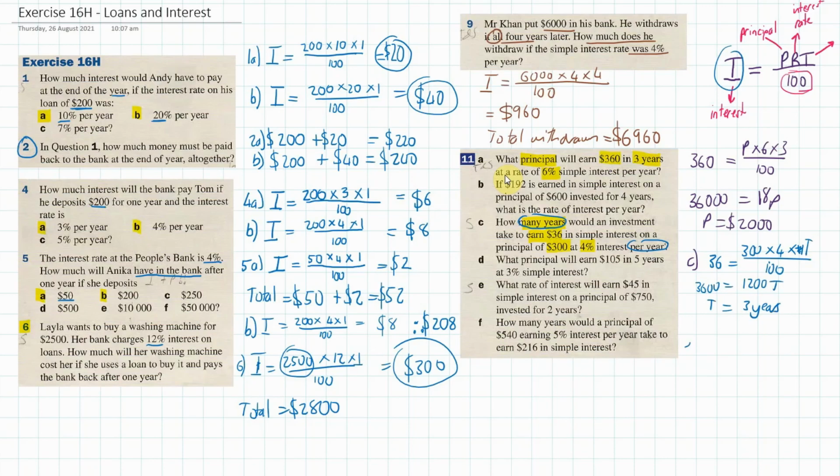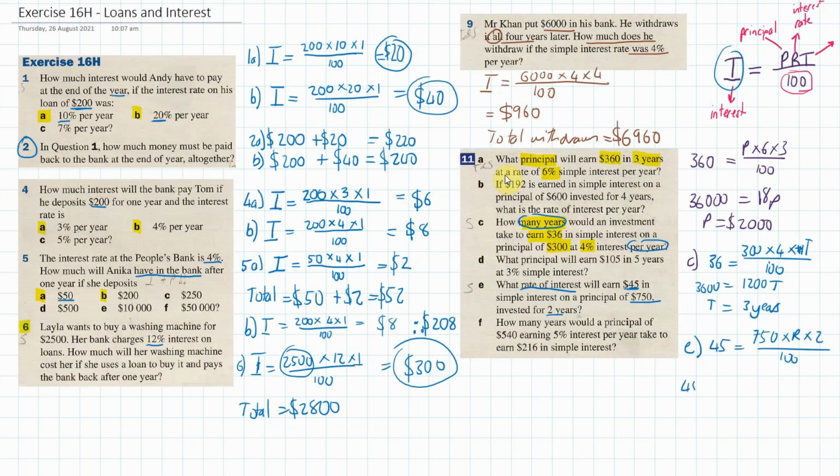Finally, E. Again, we're going to look at what we know. What rate of interest? So we don't know the rate, but we know that's $45 interest earned. We know the principal is $750. We know the time is 2 years. Okay, so we chuck it in. $45 of interest is equal to the principal, $750, times the rate of interest, which we don't know, times the 2 years, divide by 100.